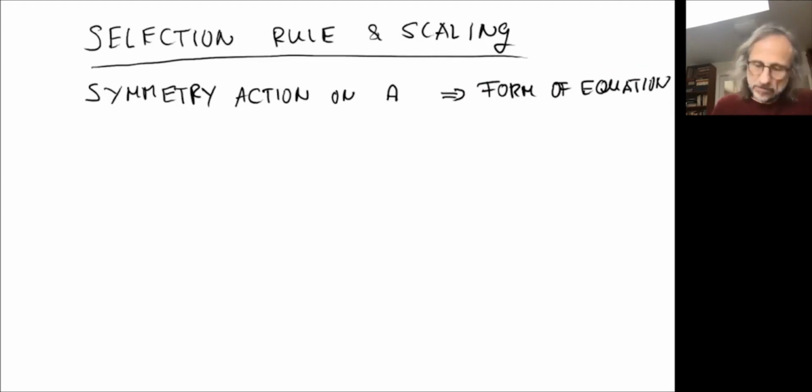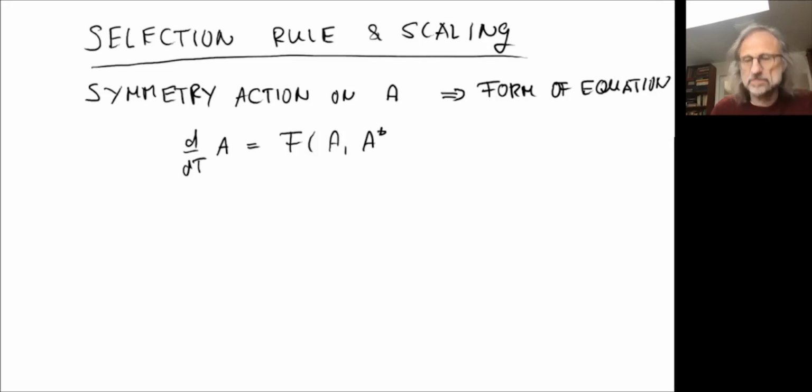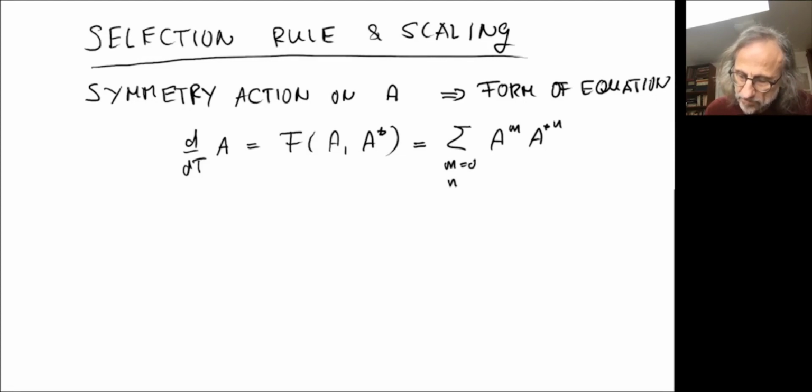So in general, of course, we said we always have some equation of the form dA/dt is equal to f of A and A star, because in our case, A is a complex quantity. And we're doing this in an expansion in amplitudes. So we can always write this as a sum over A to the mth power, A star to the nth power. m goes from 0 and n starts from 0 to whatever order we go.